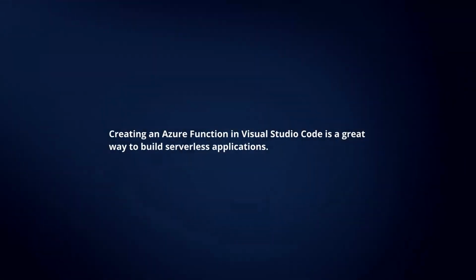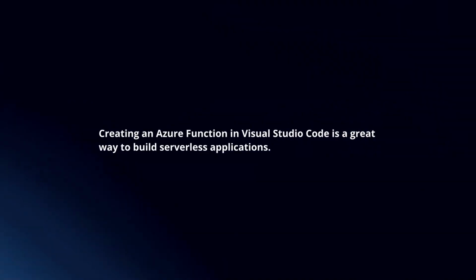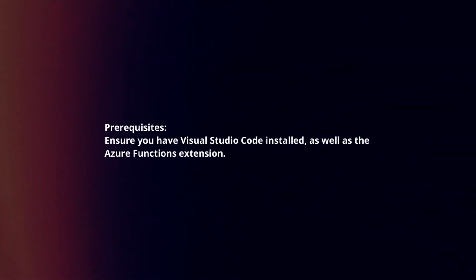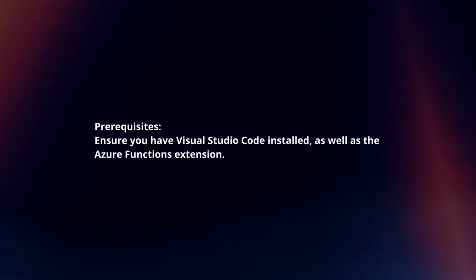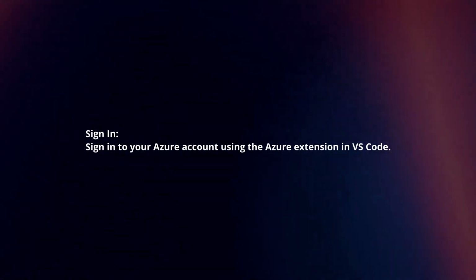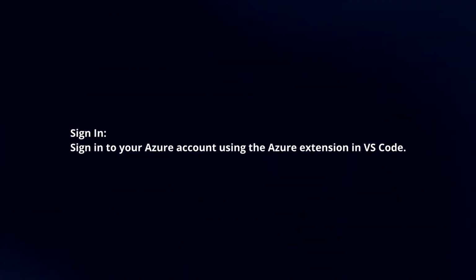Creating an Azure function in Visual Studio Code is a great way to build serverless applications. Here's a concise guide. Prerequisites: ensure you have Visual Studio Code installed as well as the Azure Functions extension. Sign in. Sign into your Azure account using the Azure extension in VS Code.